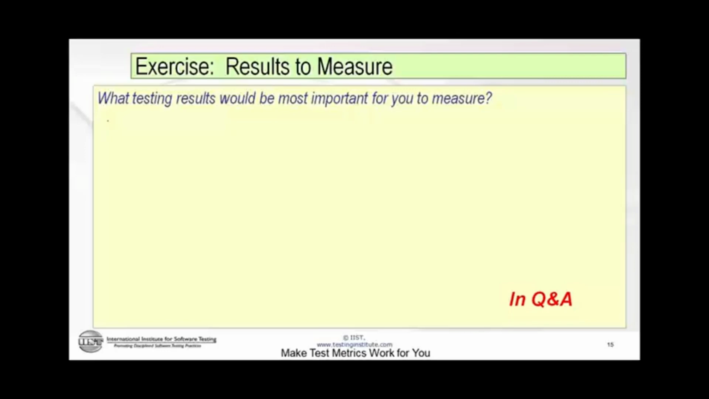Okay. Anybody saying anything here, Magdi? Someone saying testing coverage. Coverage, okay. And anything else? No, not at this time.